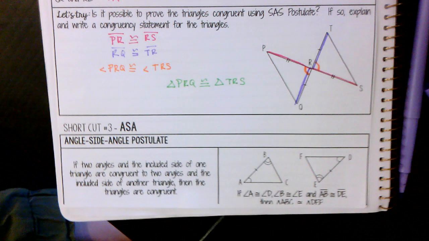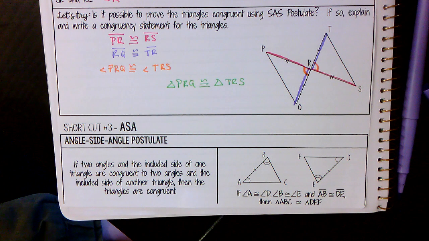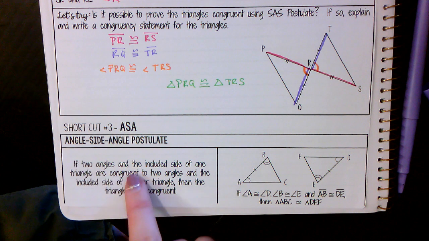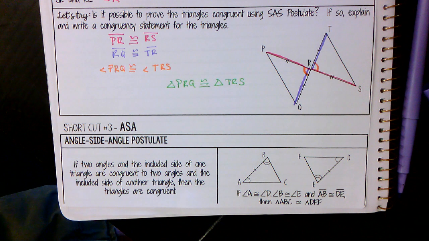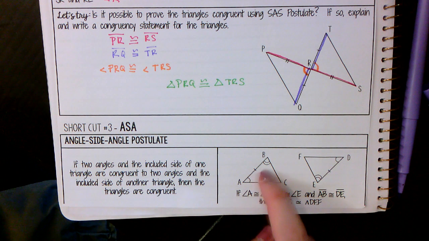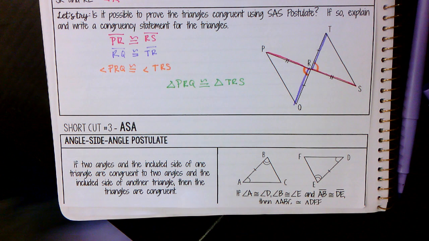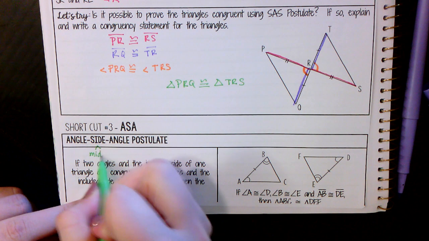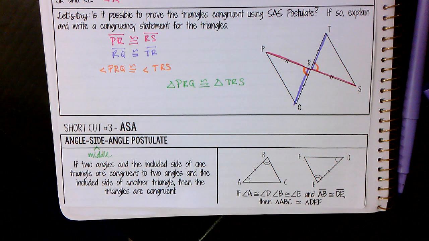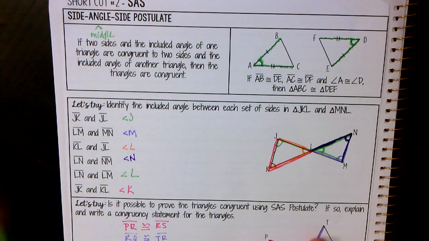The third shortcut is angle side angle. A little different than side angle side. If 2 angles and the included side of a triangle are congruent to 2 angles and the included side of another triangle, then they're congruent. So this one is backwards. There are 2 angles that are congruent, and the congruent side is in the middle of them. So as you can see here, the side has to be in the middle of the 2 congruent angles. Whereas before, the angle was in the middle of 2 congruent sides.